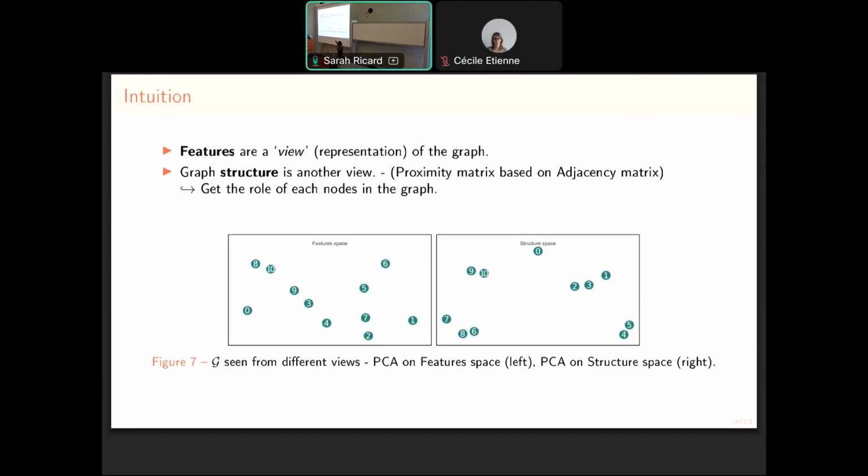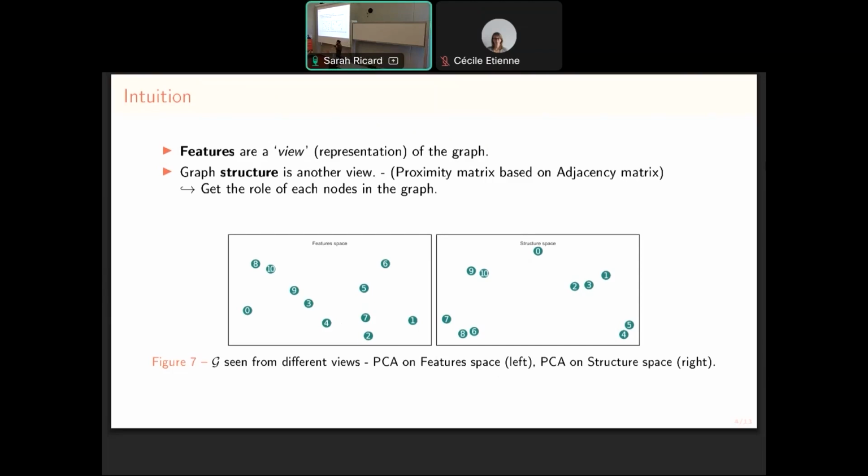And as you can see, for example, nodes 3 and 9 are pretty close together in the feature space, whereas they are pretty far away in the structure space. So here we have the 3, here we have the 9. This would mean that in the graph, nodes 9 and 3 are similar in terms of features, but they are probably far away in the structure.